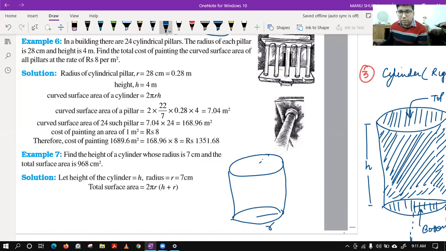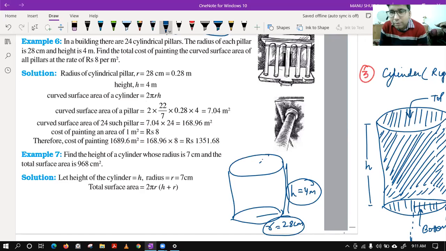This is R, this is H, and write the values. R is given to you as 28 centimeter, and height is given to you as 4 meters. So first thing first, we can't proceed further like this because different units can't be accommodated together. So we have to change the units. The question now is, what is better, to change this thing or to change this thing?